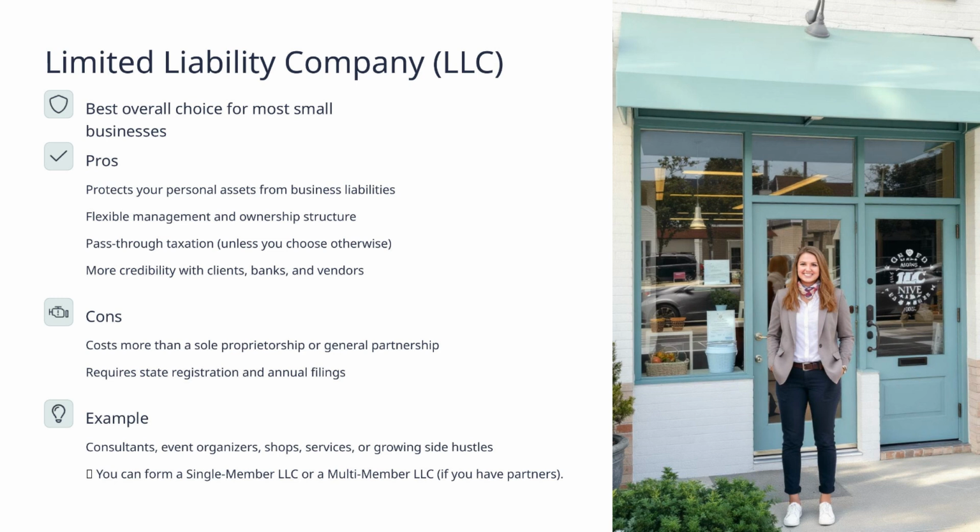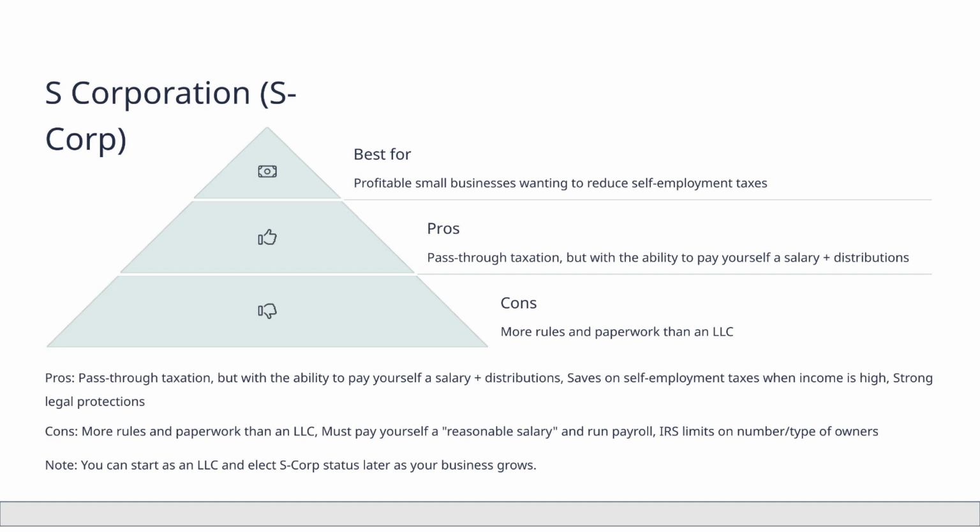Next, let's explore S-Corporation, abbreviated as S-Corp. They are a good choice for profitable small businesses aiming to reduce self-employment taxes. Usually you need around $40,000 in annual profit to benefit from an S-Corp business. It offers pass-through taxation, meaning you only pay taxes on your income, and it reduces self-employment tax.